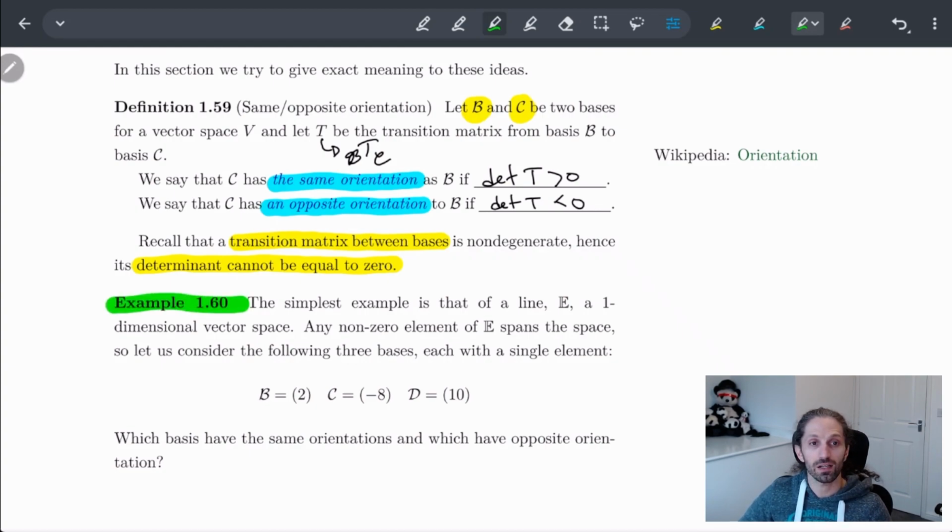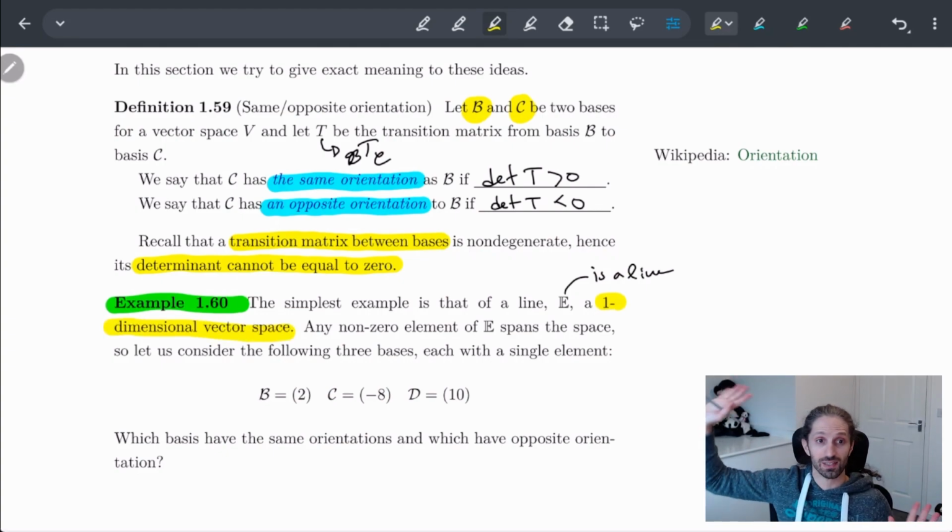So let's look at an example to see where this fits into everything. Let's start off with something super simple. We're going to start off with a line. So we're going to assume V here is a line. E here is the vector space. E is a line. This is basically saying that it's one-dimensional. That's what a line is, a one-dimensional vector space. So one dimension, that's it.